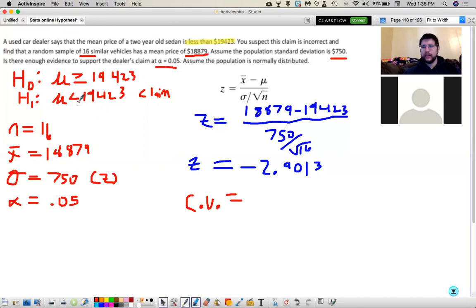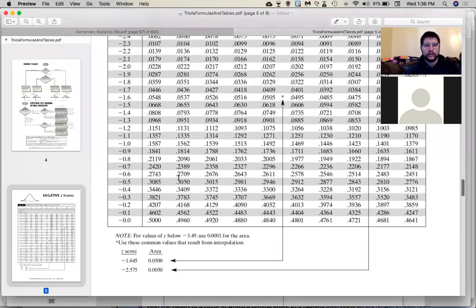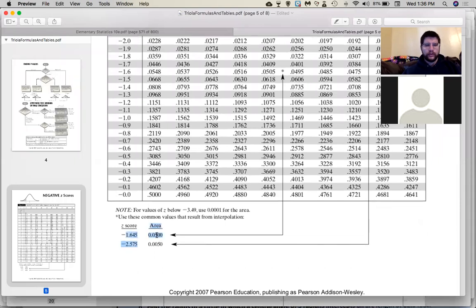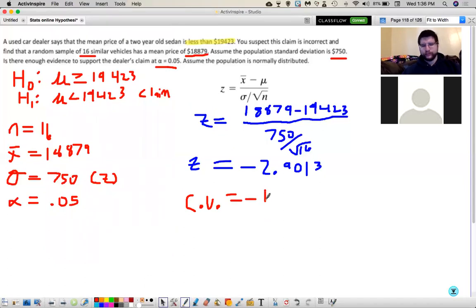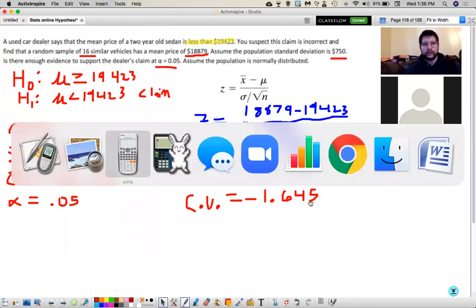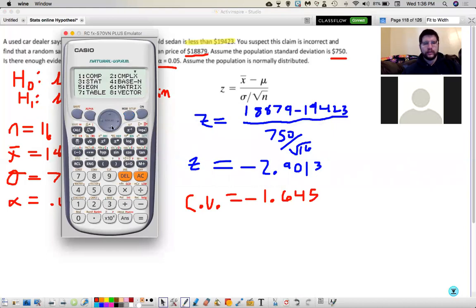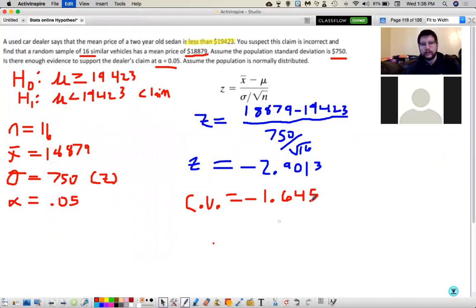Let's see, it's a left tail, so that means our critical value is going to be negative. We're going to look up 0.05 in the chart. So 0.05 is 1.645. Done that one a few times, you probably remember it. And you could use your Casio or TI and do an inverse normal. I believe you'll get 1.645, same thing. So there you go, there's that.